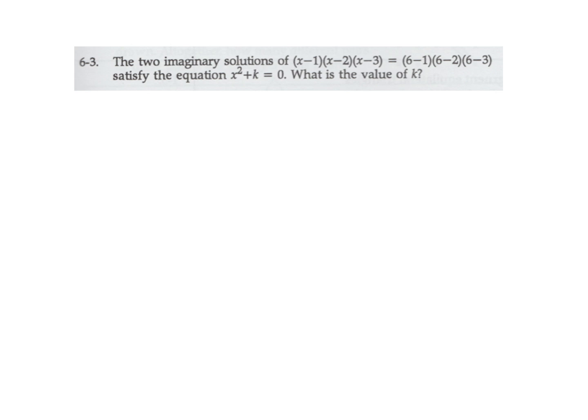The two imaginary solutions of (x minus 1)(x minus 2)(x minus 3) equals (6 minus 1)(6 minus 2)(6 minus 3) satisfy the equation x squared plus k equals 0. What is the value of k? (x minus 1)(x minus 2)(x minus 3) is equal to, well, that looks to me like 5 times 4 times 3, which is 60.